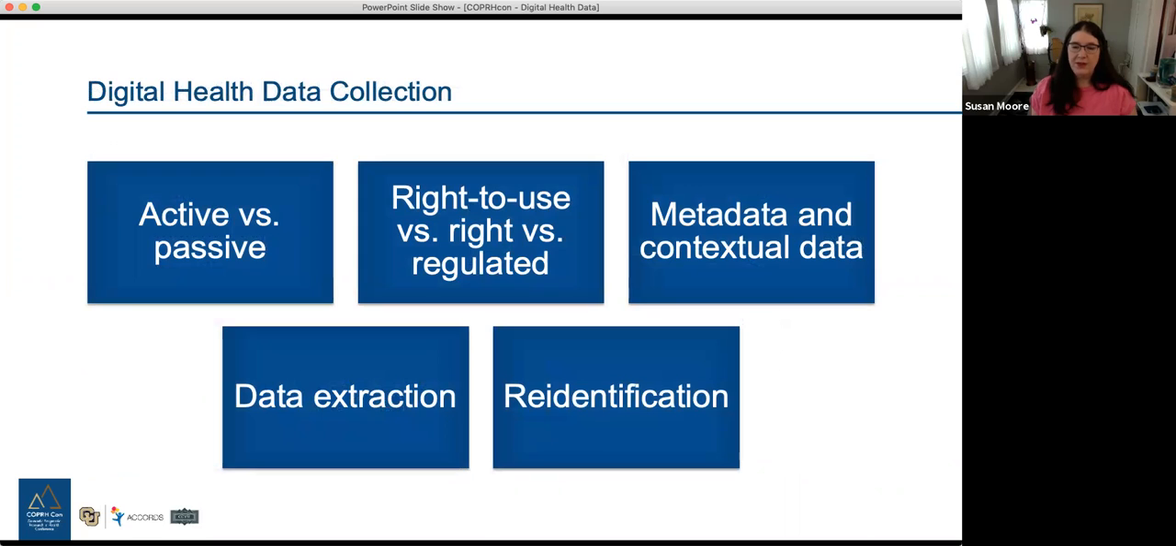So as we think about all of these different types of sources and the data that we can collect from them, I'm going to touch on a few different high-level areas of things that you should be considering as you're designing your studies, with how to collect this information off of all of these different systems.